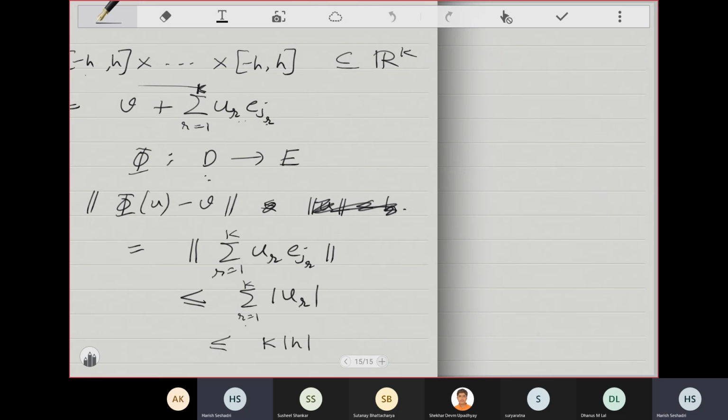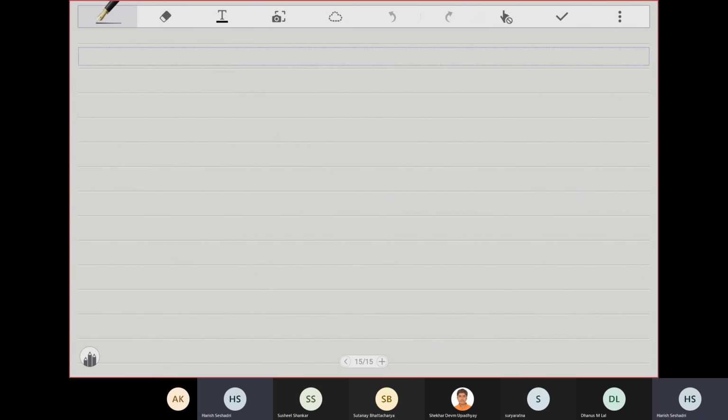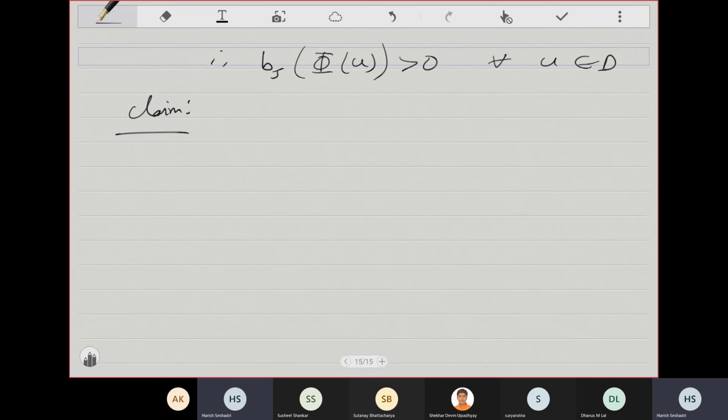But that's not the main point. The main point is, since it belongs to the ball, therefore Bj of phi of u is greater than 0 for all u in D. I mean, that ball was chosen so that Bj is positive in that ball and the image lies inside that ball. The main point is, what does the differential form acting on the surface look like? I want to claim it's not 0.